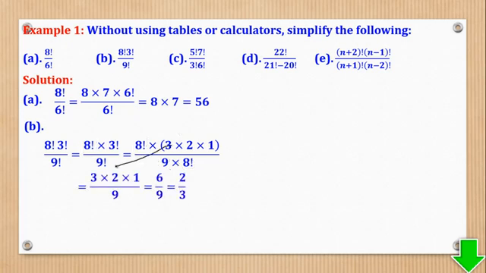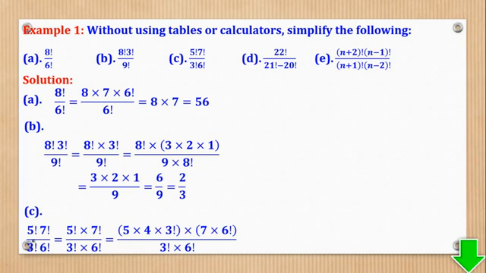So 3 times 2 is 6, and 9 is there, reduced to come up with 2 over 3, and that's what they wanted. What about 5 factorial times 7 factorial over 3 factorial times 6 factorial?